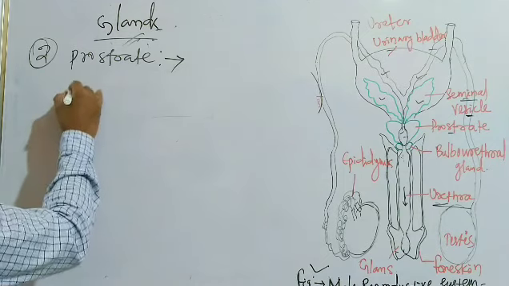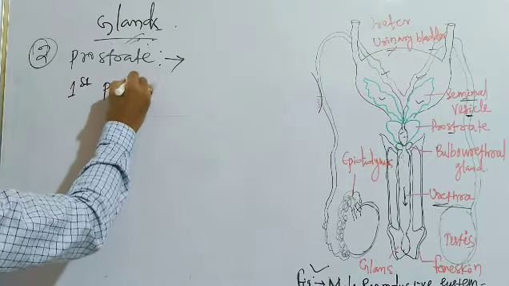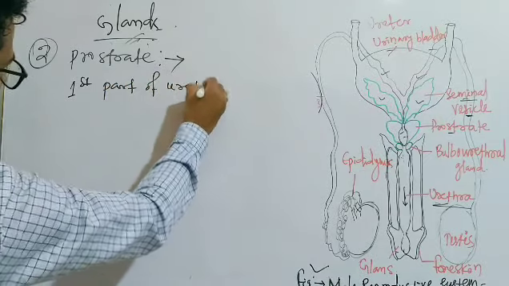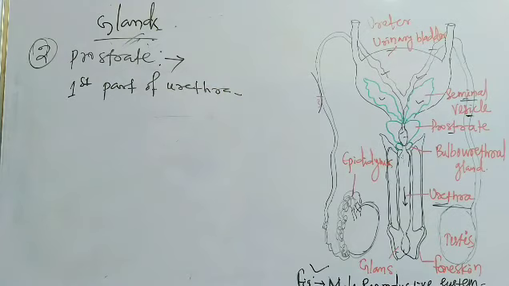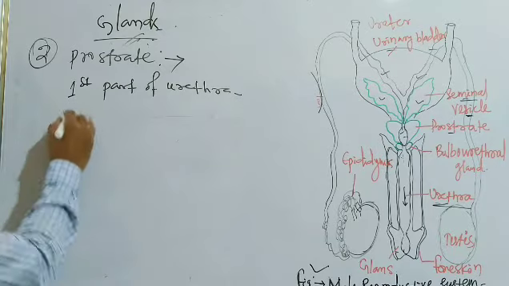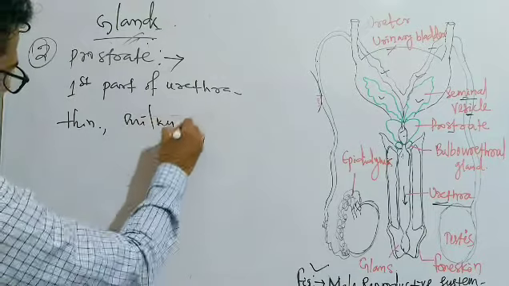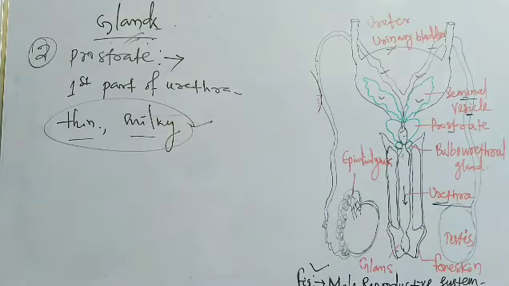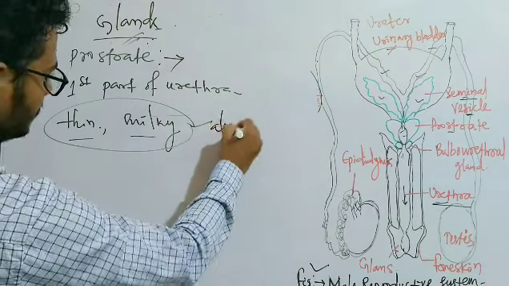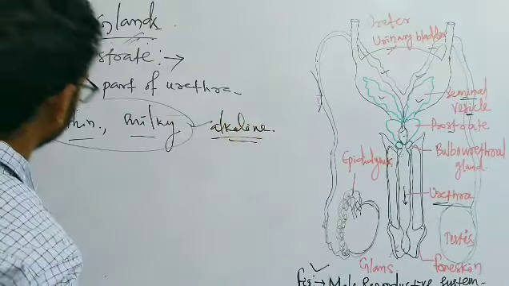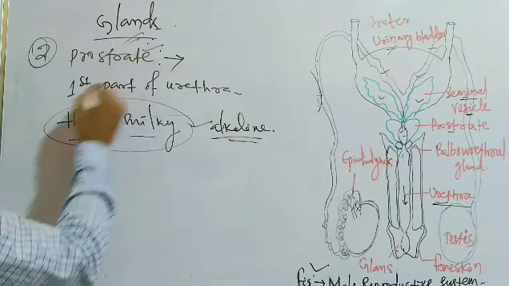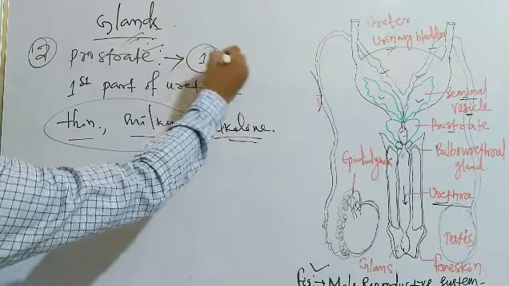It is around the first part of urethra, and secretions of prostate are thin. The secretion is thin and milky, colored and alkaline. It is an alkaline fluid, and this prostate gland is present in one.